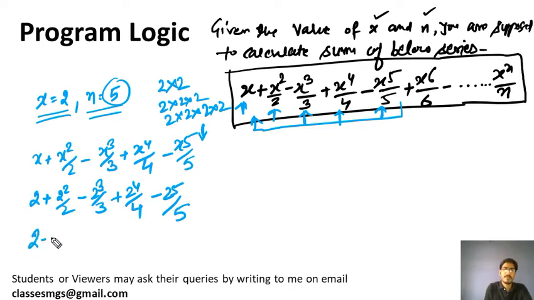So 2 plus 2 raised to power 2, which is 4, divided by 2, minus 2 raised to power 3, which is 8, divided by 3, plus 2 raised to power 4, which is 16, divided by 4, minus 2 raised to power 5, which is what?